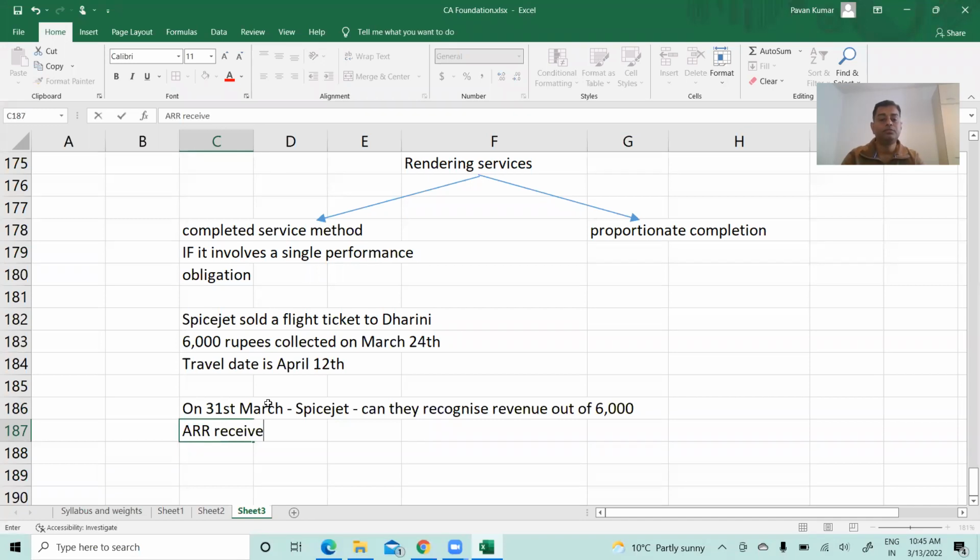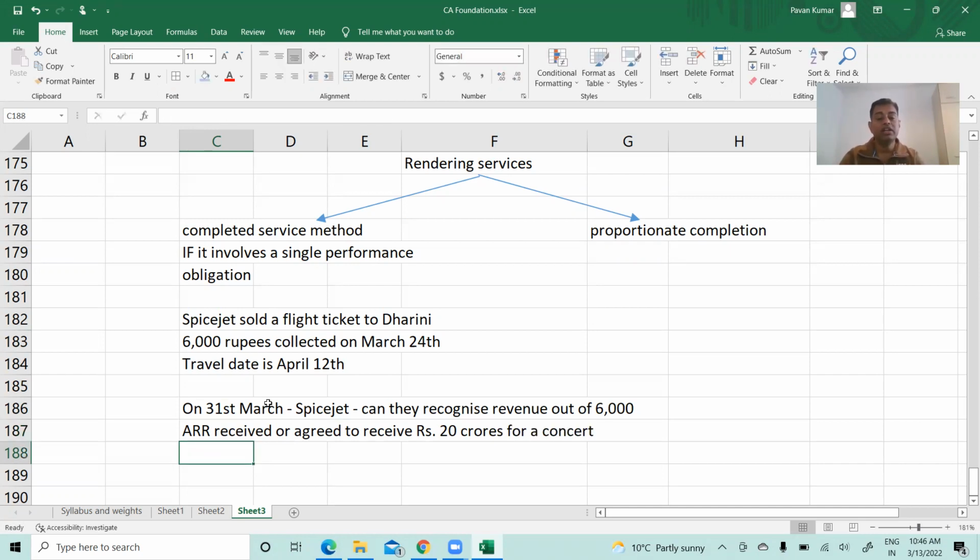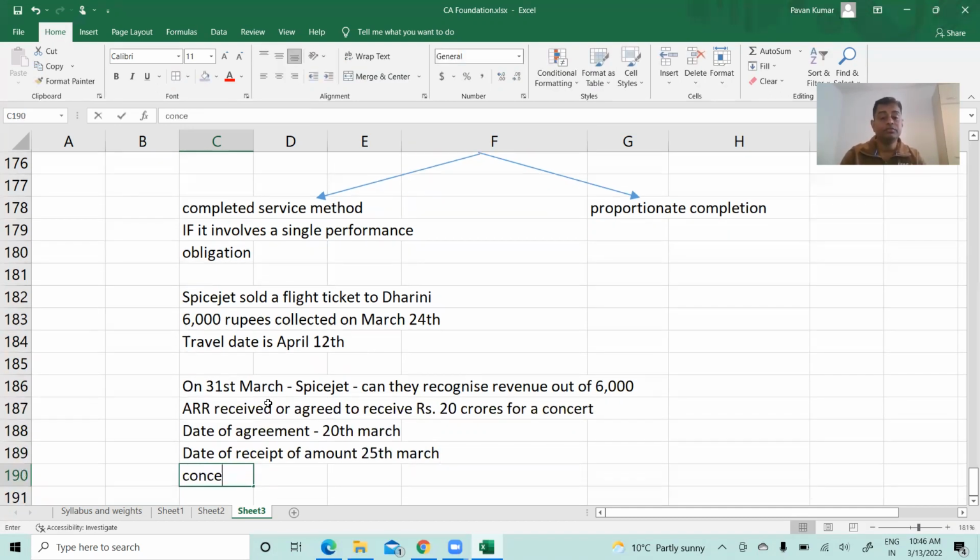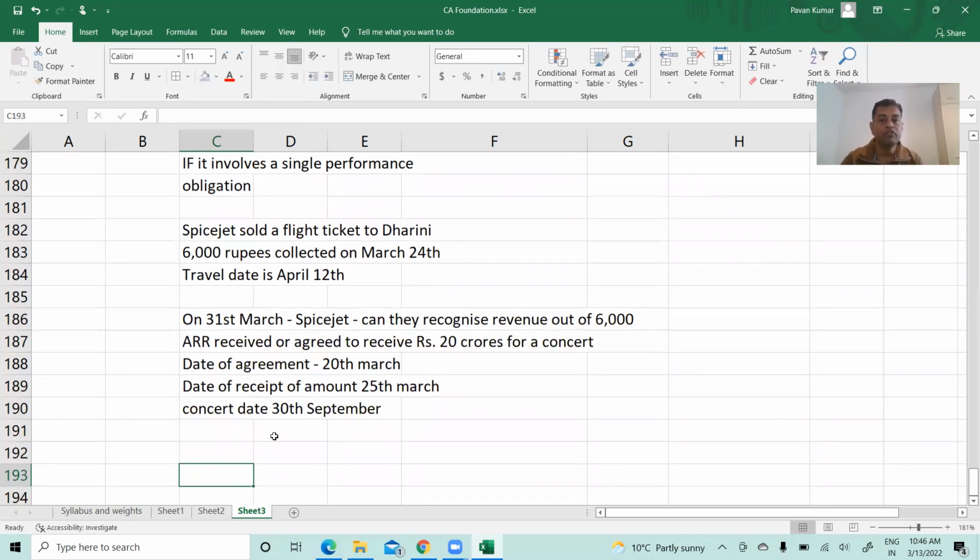A.R. Rahman received or agreed to receive rupees 20 crores for a concert. Okay, date of agreement 20th March. Date of receipt of amount 25th March. Concert date 30th September. Like A.R. Rahman, you have to book them well in advance. So 6 months before you paid money to him.